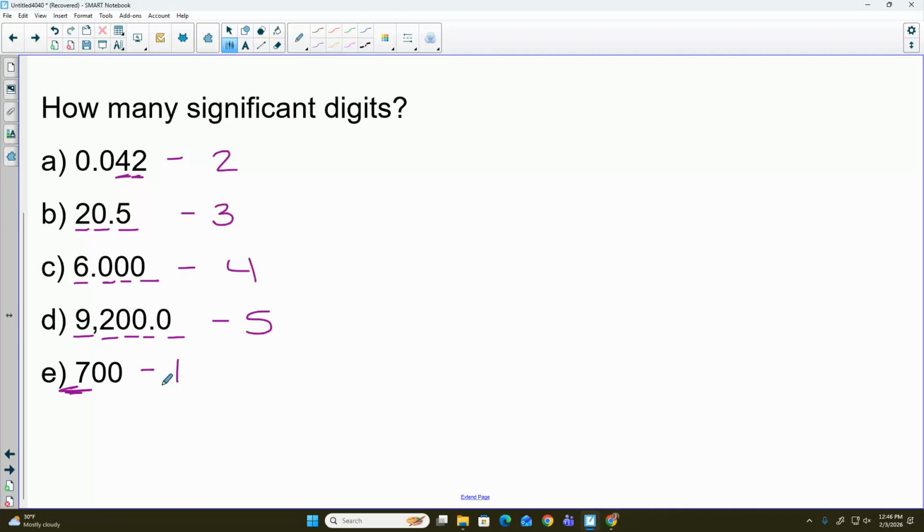So the idea of significant digits, it basically has to do with rounding. You can't give me an answer more accurate than the numbers I gave you to start with. For instance, if I gave you numbers where I already rounded everything to the nearest 10, can you give me something that's accurate to the nearest 1?